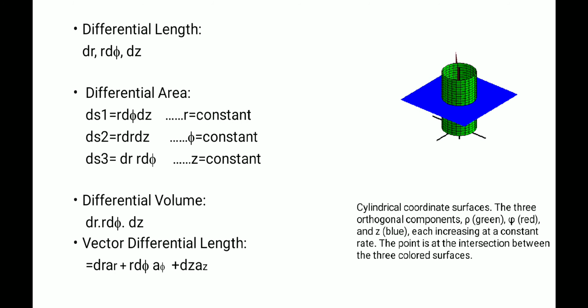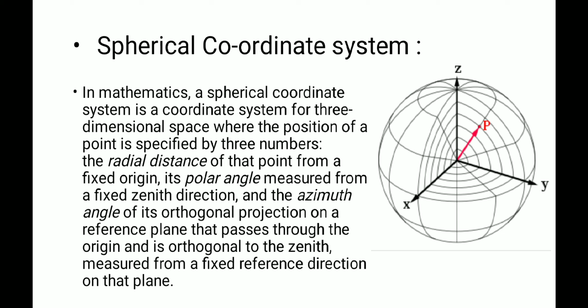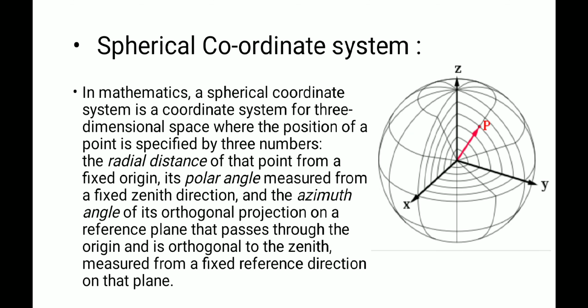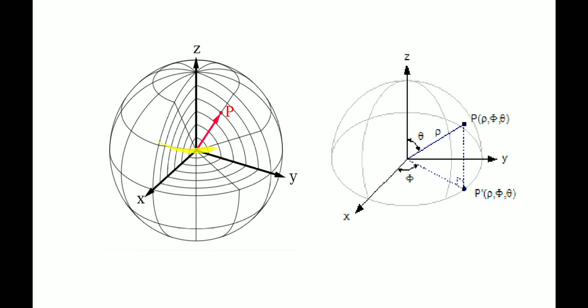Now let's see the spherical coordinate system. To understand the spherical coordinate system, we will see the example of the Earth. In this figure, you can see the x-axis, y-axis, and z-axis. The origin is placed at the center of the Earth, and these are the latitudes of the Earth, and these are the longitudes of the Earth.